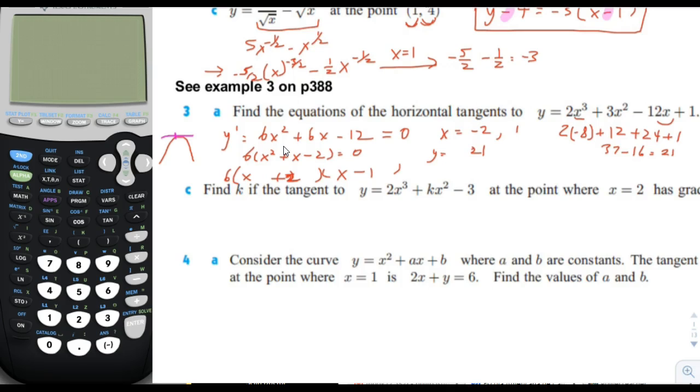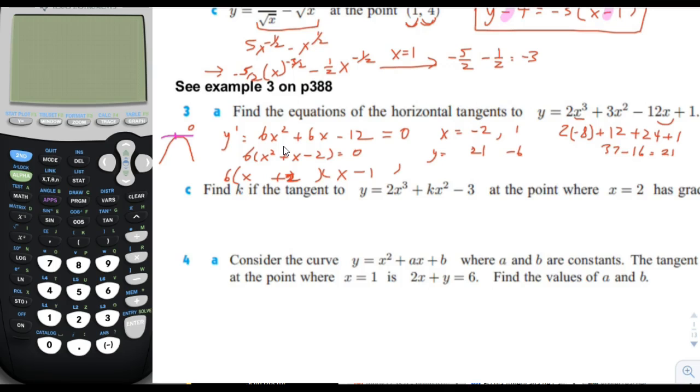That was a lot of work, wasn't it? I think 1 is going to be a lot less work. So let's see the y-coordinate that corresponds to x equals 1. It would be 2 times 1, which is 2, plus 3 times 1, which is 3. 2 plus 3 is 5, and then minus 12, negative 7, plus 1, negative 6. Okay, that was a lot easier. Okay, so those are the 2 points, and we know that the gradient of the horizontal tangent is 0.